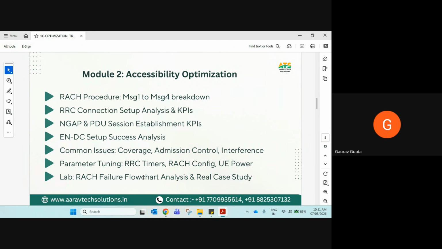By now we would be covering RAG call flow. We would be covering all the KPI formula, the KPIs and the sub KPIs associated with accessibility optimization. So when we are already discussing the KPI, definitely we have to discuss the issues, the factors that lead to the degradation in my accessibility KPIs.